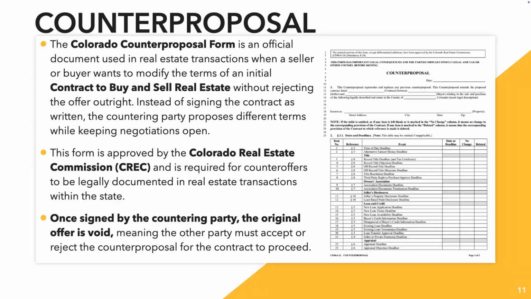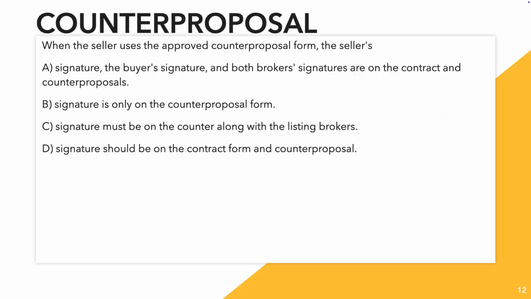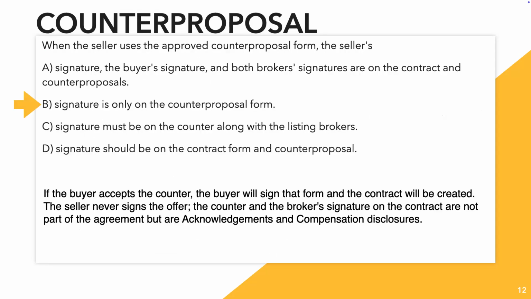Also, because we're talking about omitted, if there are no changes in the counter, maybe you're just going to counter the price. You didn't like the price. You would check this box. This is omitted, and there would be no change to any dates and deadlines. And then the only thing that's being countered is the price. So hopefully that was helpful. All right.